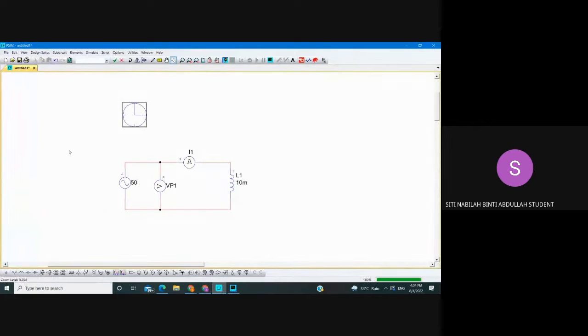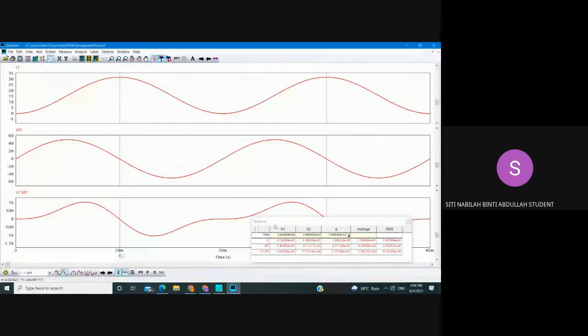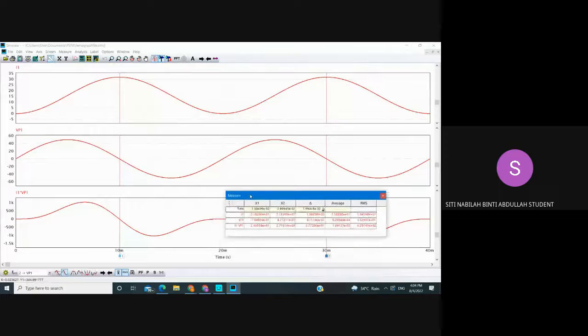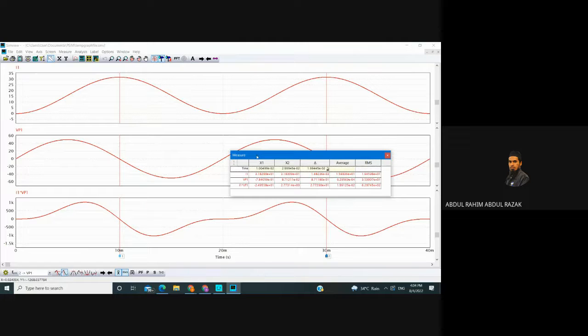Okay, hi, this is the drawing for the inductive load. For the simulation control, we are using 0.04 total time because we need to run the 2 cycles. So this is the cycle. Okay, in terms of your result, you can comment on the result: peak, average, RMS. Start now.